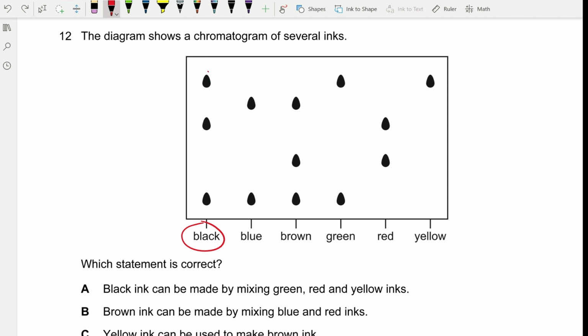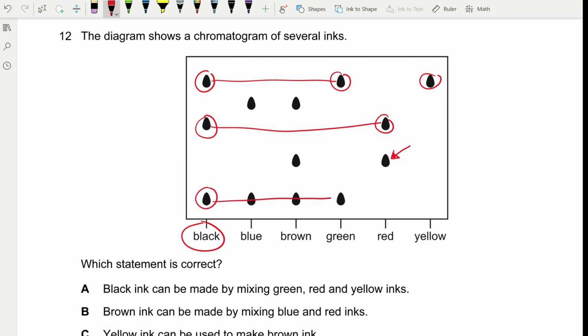So black ink has the same spot here with this one, but it's missing this spot. And this is the same as this. Alright, so it looks like black ink has green dye, but it's missing one component from red dye. It does have yellow ink though. Okay, so this red is not there.